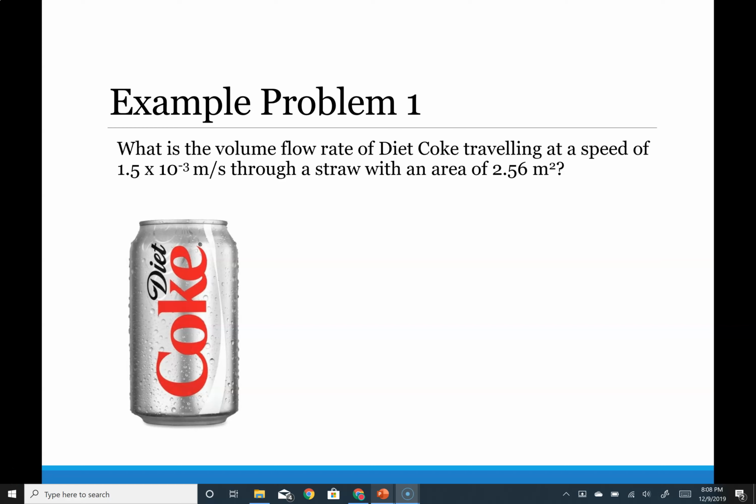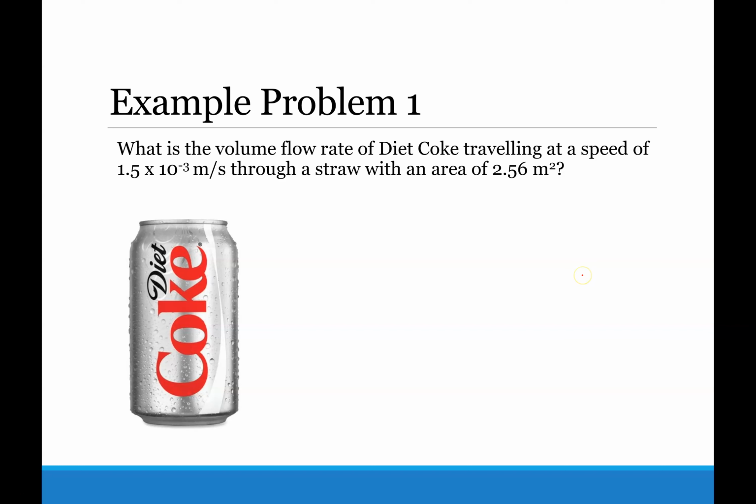Example problem 1 reads, what is the volume flow rate of Diet Coke traveling at a speed of 1.5 times 10 to the minus 3 meters per second through a straw with an area of 2.56 meters squared?